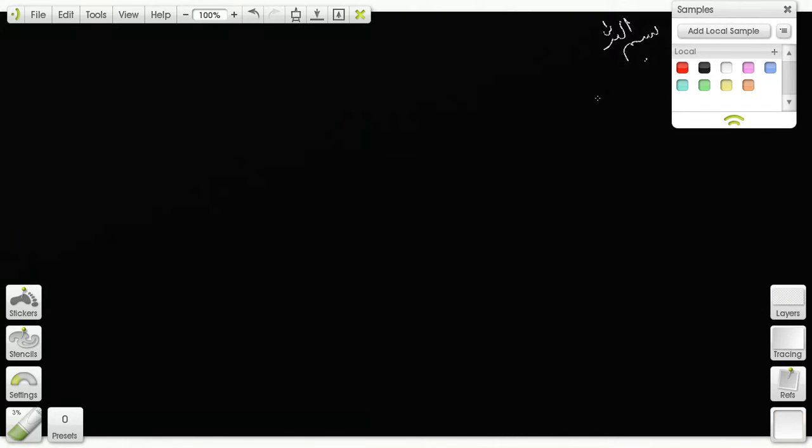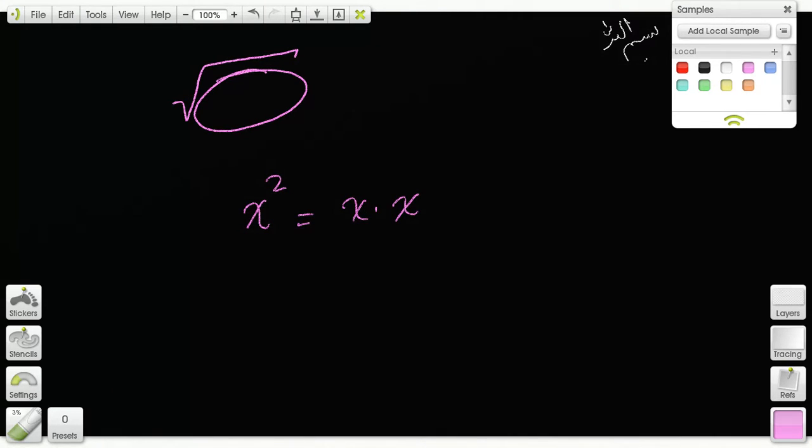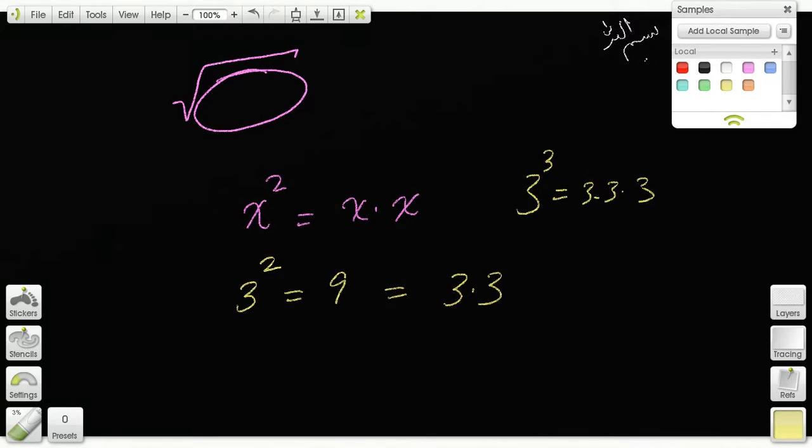So there's some basic principles. The first concept that you have to understand: what does it even mean to have a square root of something? Well, we know what squaring means. You take the number and you multiply it by itself. So if you have 3 squared, that's 9. How did you know that? Because 3 squared is 3 times 3. Same thing, 3 cubed is 3 times 3 times 3. So you have to know what this means.